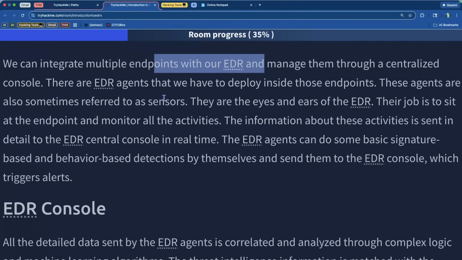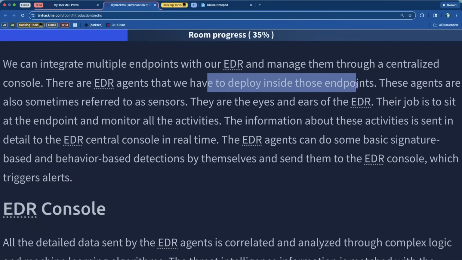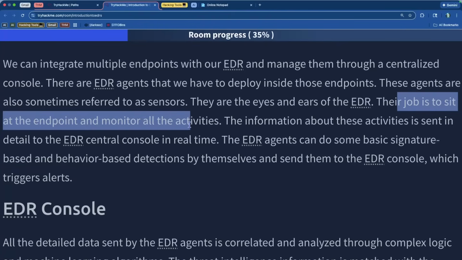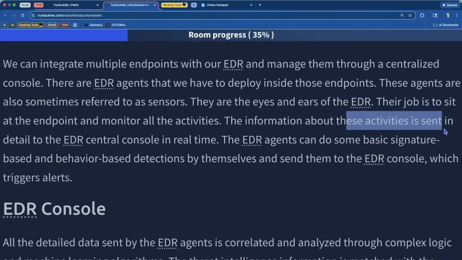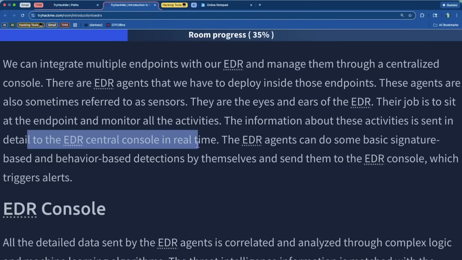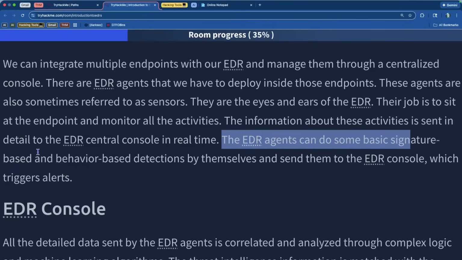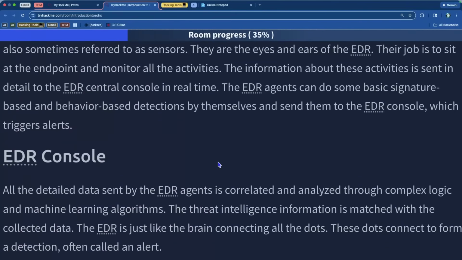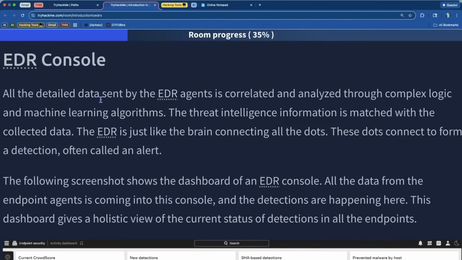The EDRs are agents that we have to deploy inside these endpoints, and they are also sometimes referred to as sensors. They are the eyes and ears of the EDR, and the job is to sit at the endpoint and monitor all the activities. The information about these activities is sent in detail to the EDR central console in real time. And the EDR agents can do some basic signature-based and behavior-based detection by themselves and send them to the EDR console, which triggers alerts.